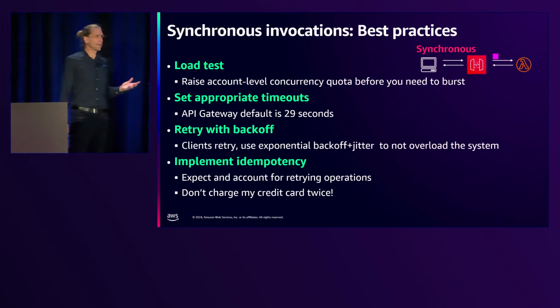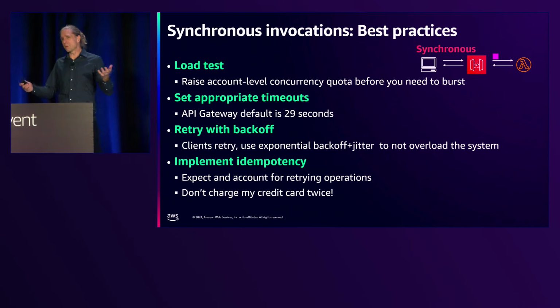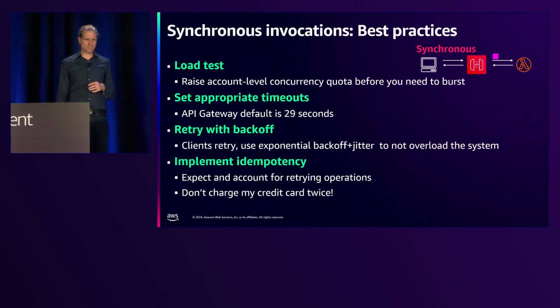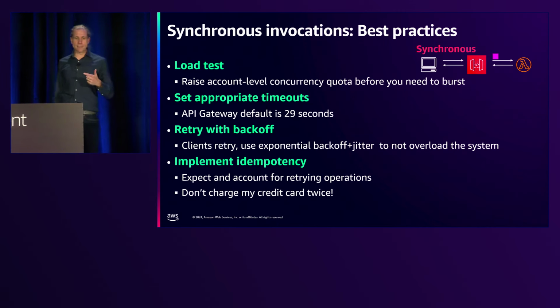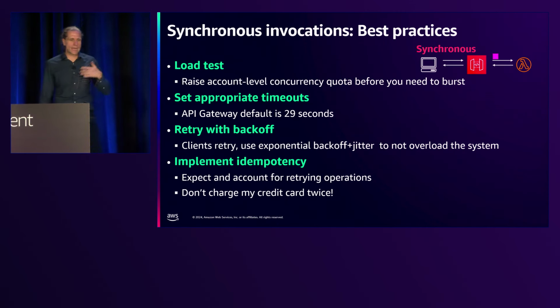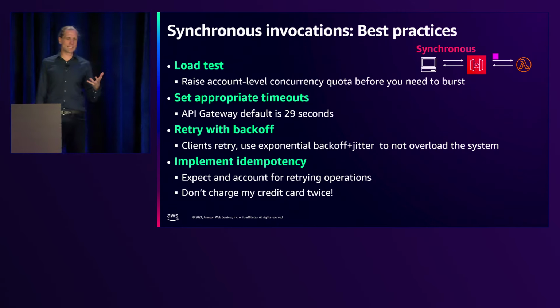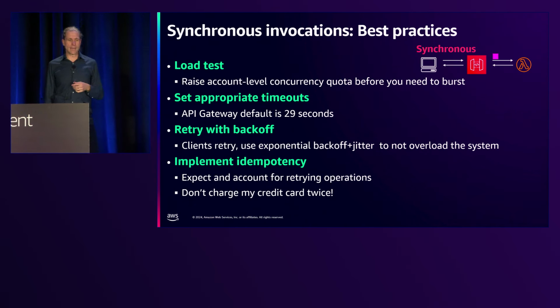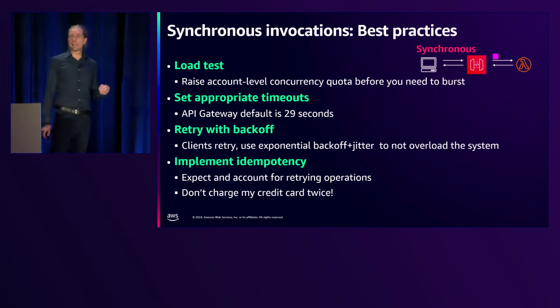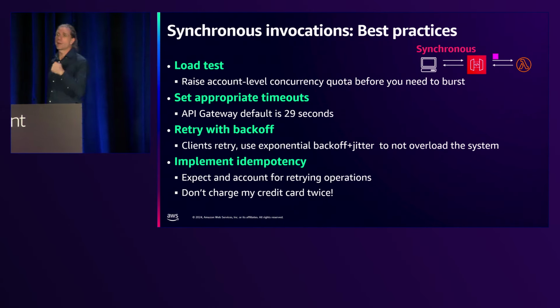Set your timeouts correctly. API Gateway is 29 minutes. No point setting a Lambda function to 15 minutes. When you do retry, because it's sync, don't overload the system. Use backoff or jitter. Don't cause a stampede when you are retrying. And also think about idempotency. When you do retry, expect to handle duplicate requests and make sure you handle those gracefully. So when you're running a service, you don't charge my credit card twice.